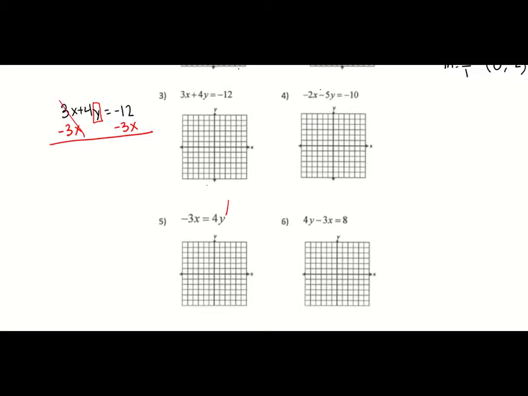I get 0 right here. I still have that 4y on my left side. And I'm going to put my x term first. So I have a negative 3x and a negative 12.